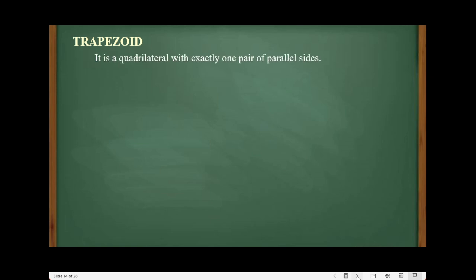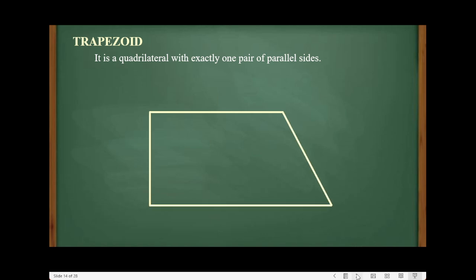From its definition, it is a quadrilateral with exactly one pair of parallel sides. Now, suppose we have a quadrilateral plane figure here, and obviously, it is a trapezoid. Why? Before we discuss the answer to that particular question, let us name this quadrilateral as quadrilateral TRAP. And obviously, this is a trapezoid.